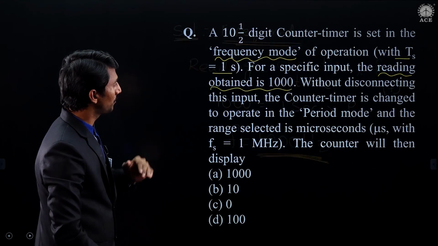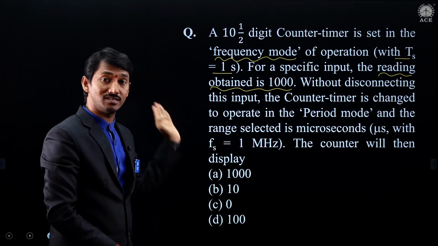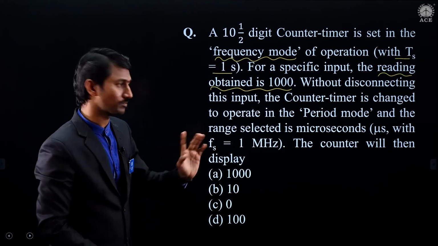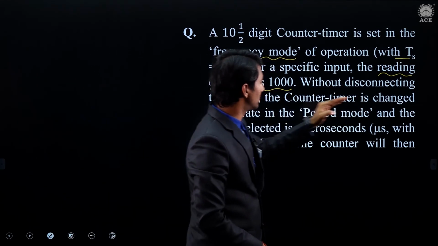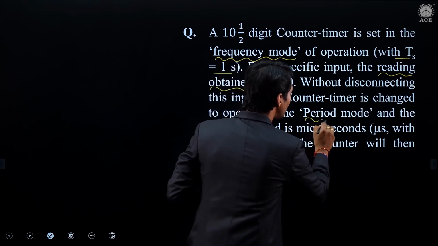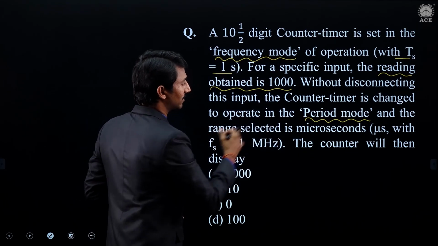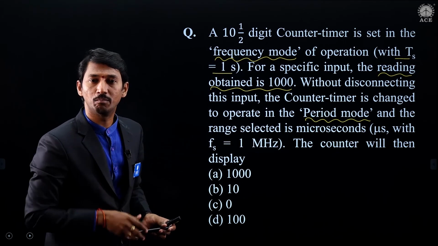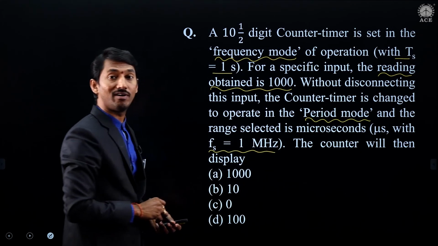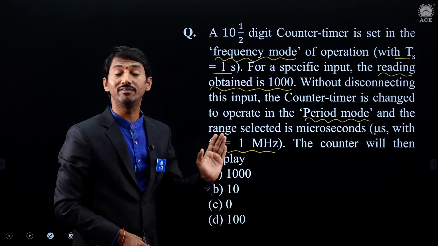Let us go back. Without disconnecting the input, meaning the same input is given, the counter timer is changed to operate in the period mode. So he has changed from frequency mode to period mode, and the range selected is microseconds with fs equal to 1 megahertz. The counter will then display what?